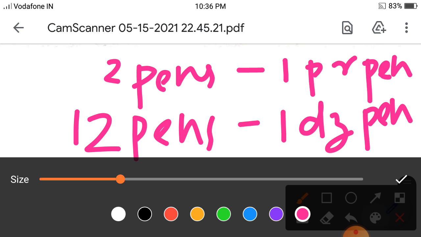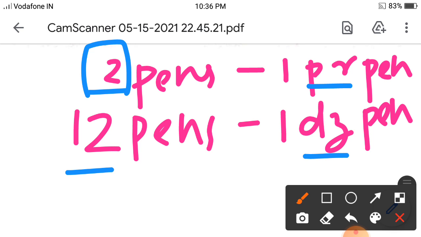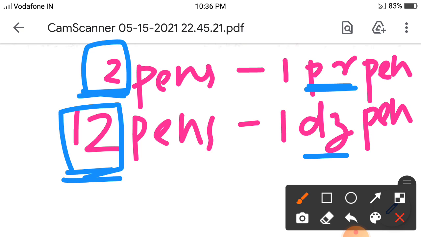This pair and dozen stand for 2 and 12. Pair is a word that denotes the number 2, and dozen is a word that denotes 12. Two pens means one pair of pens. For the number 2 we say pair, for the number 12 we say dozen.